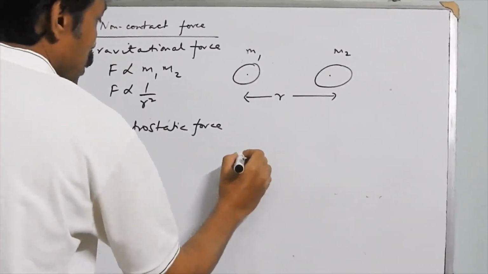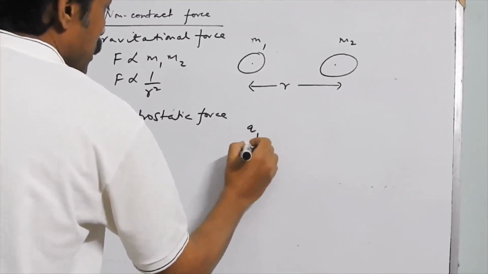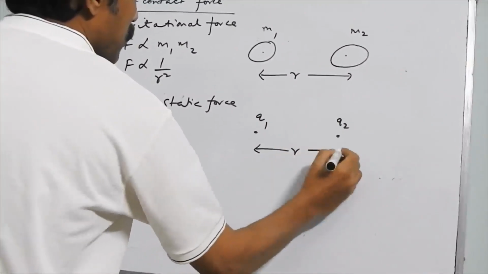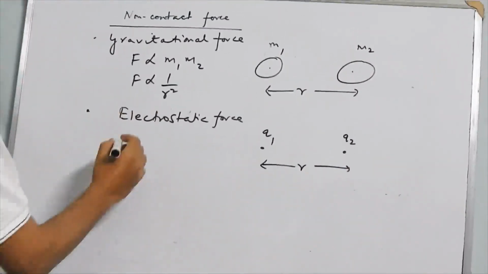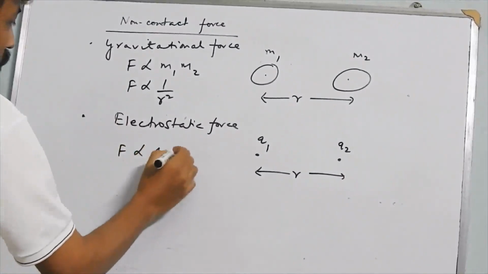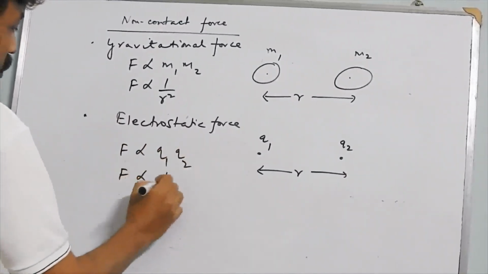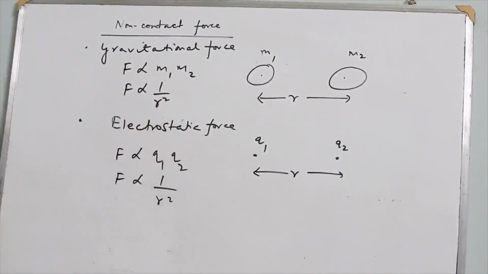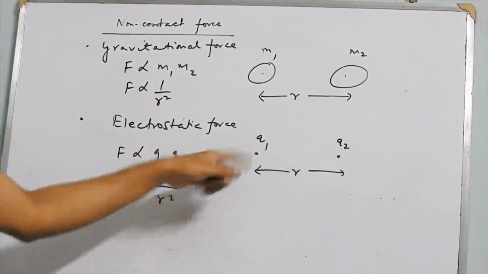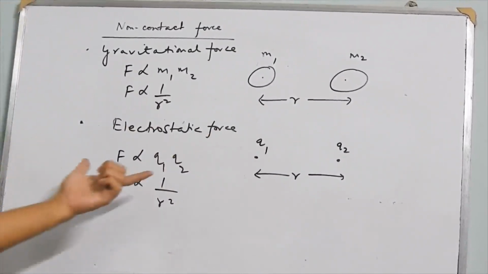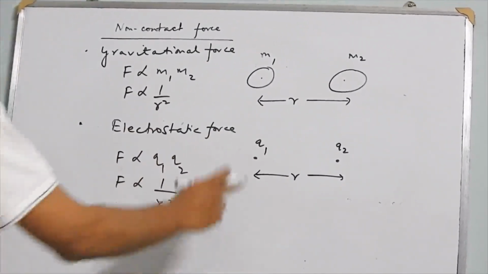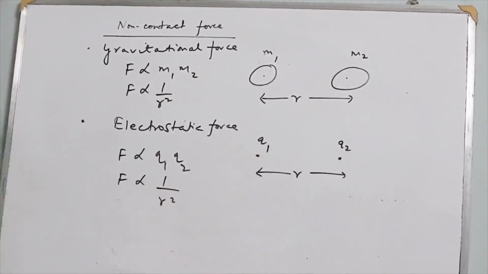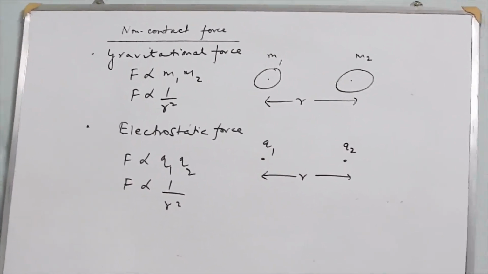Suppose this is a body having a charge q1 and there is another body having a charge q2, and their distance of separation is r. Then the electrostatic force is proportional to the product of the charges and inversely proportional to the square of the distance between them. So again, this is a type of non-contact force because there is no need of any physical contact between the two charged bodies. Now this force can be either repulsive or attractive. If q1 and q2 are like charges, the force will be repulsive. If they are unlike charges, the force will be attractive.